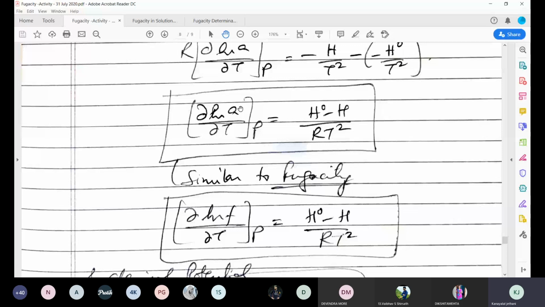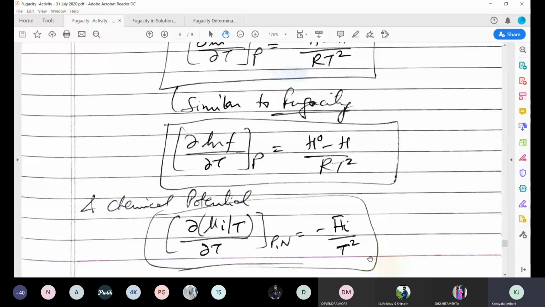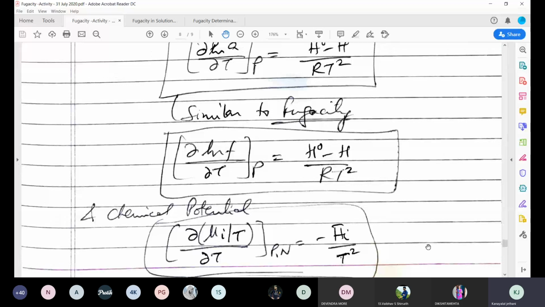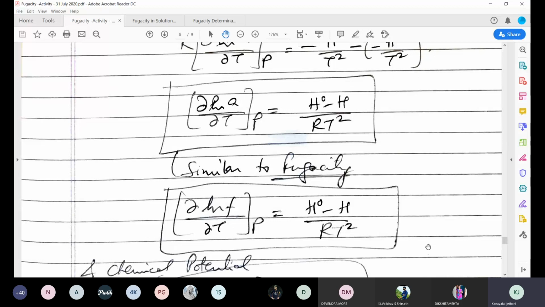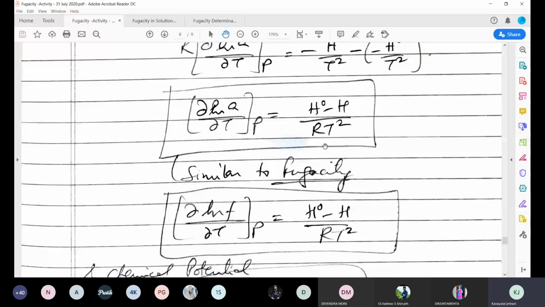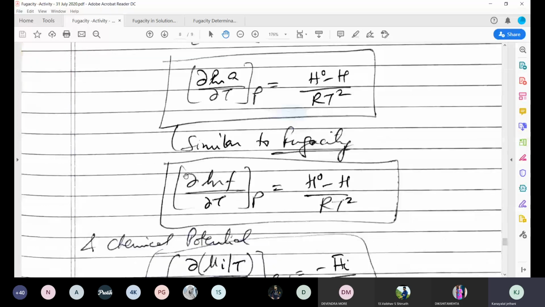Chemical potential के लिए it was minus HI by T square. Form is same only. यहाँ पर सिर्फ R नहीं है because it is mu by T. So all these equations जितना भी derive किया, the derivation almost similar है और answer भी almost similar है. So this is the effect of temperature on activity, similar to what we saw, effect of temperature on fugacity. ठीक है? Any question on this?